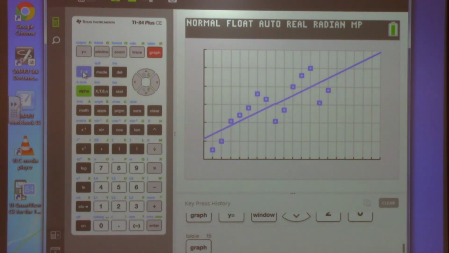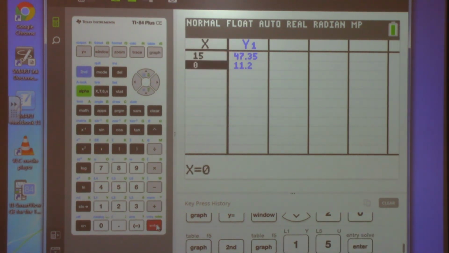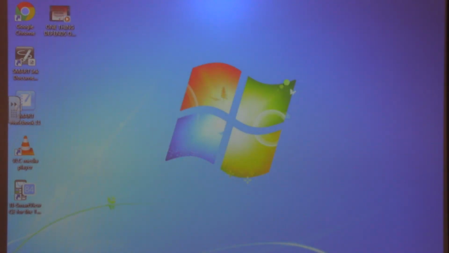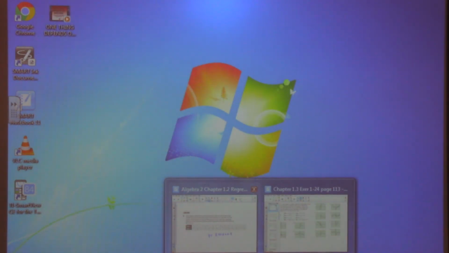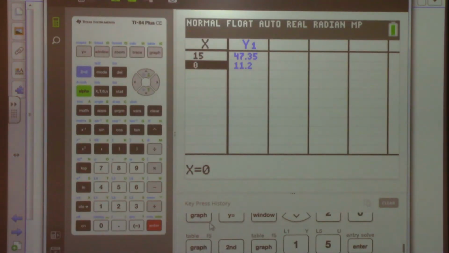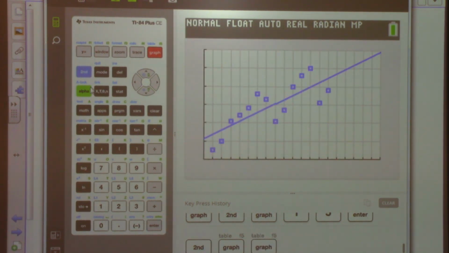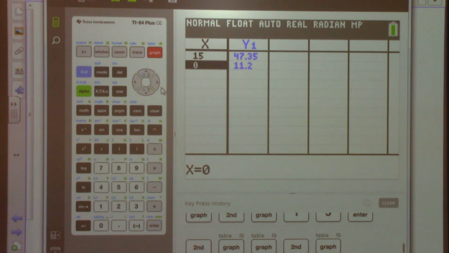But then we have this thing, we can go to second table and we can just enter, what was it, 15? Yeah. So 47.35. How do you get to that thing? Second graph. There's graph, and there's second graph. 15.